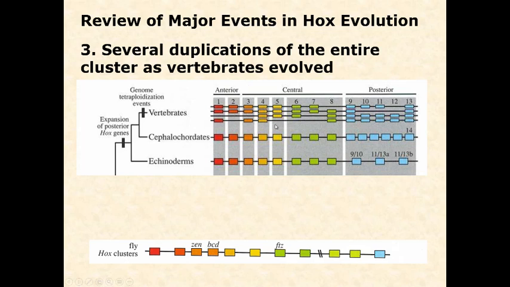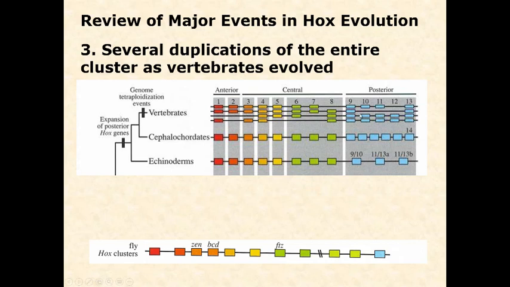So most tetrapod vertebrates have 4 of them, again with some losses of individual Hox copies in these different clusters. But notice we've got dozens and dozens of Hox genes, where the cephalochordates, the echinoderms, and all the other invertebrates only have this one major cluster. So this allows for lots and lots of different developmental diverse processes to occur.